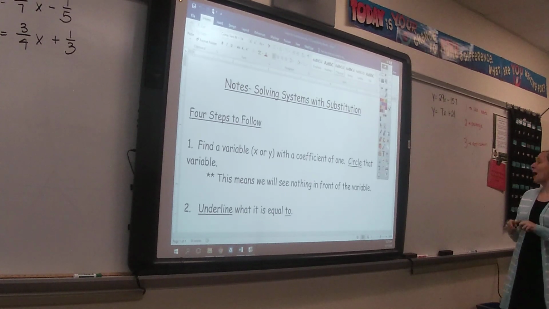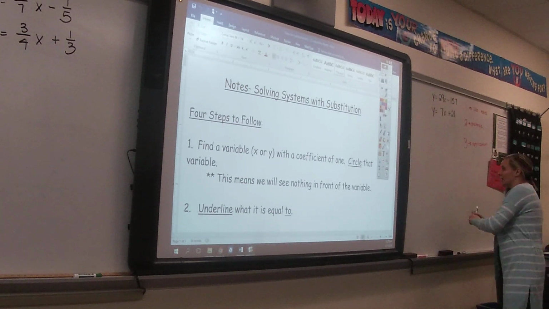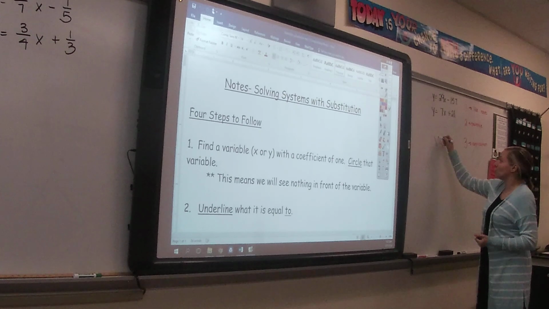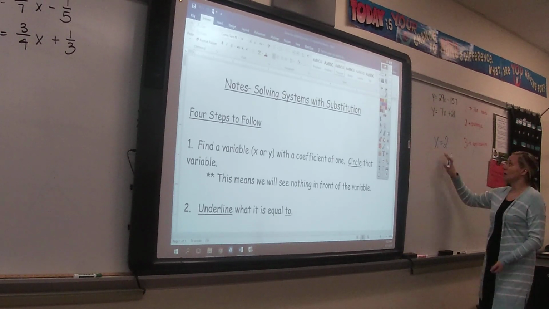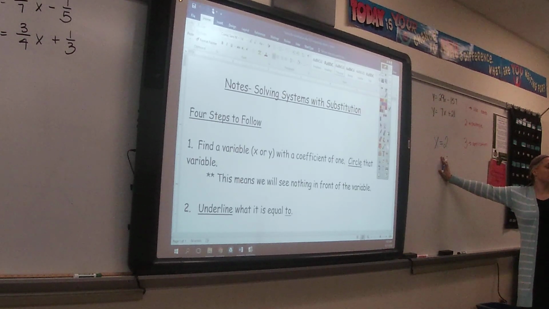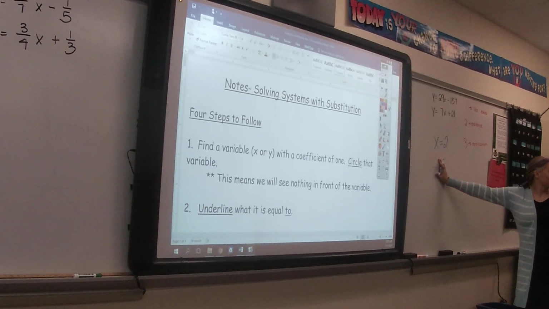Okay, so I keep asking you this question, and you guys are all annoyed at me, but it really comes into play today. What does this mean? That x is equal to 2. x is equal to 2. What does x equals 2 mean? If you plug it in, you can take the 2 and plug it in.